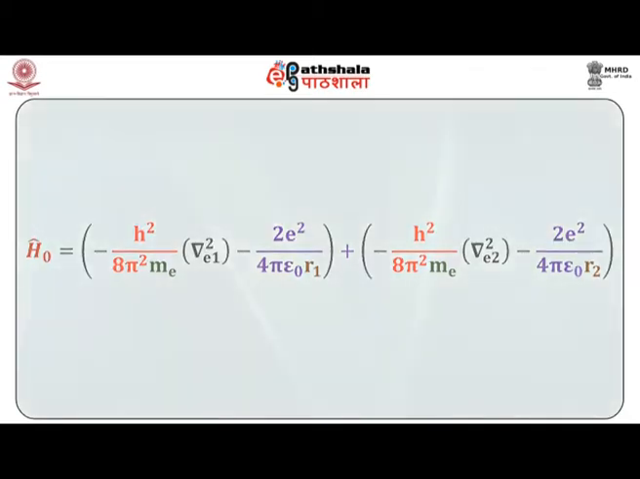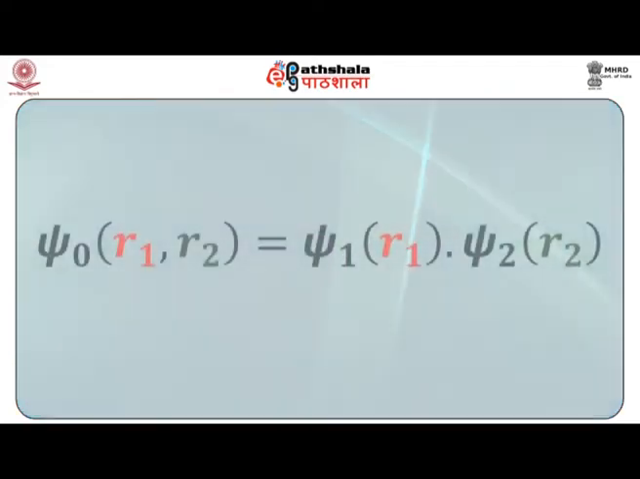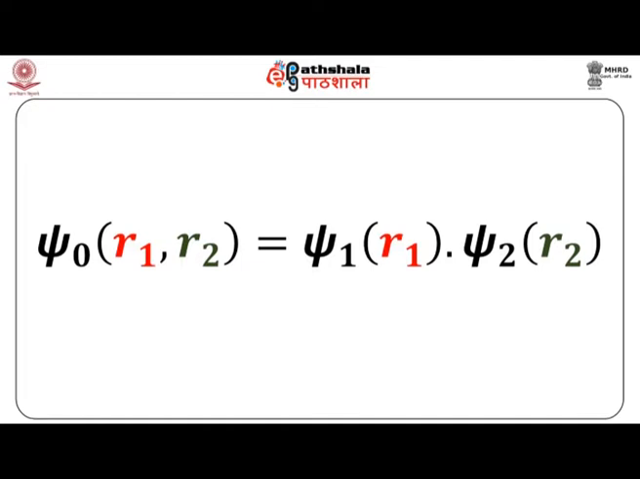That's very, very important. And therefore, this zero order ground state wave function for the helium atom can be taken as a product of individual electron wave functions. That means the wave functions of two helium ions not interacting with each other. Mathematically it can be represented as psi 0 (r1, r2) is equal to psi 1(r1) multiplied by psi 2(r2).